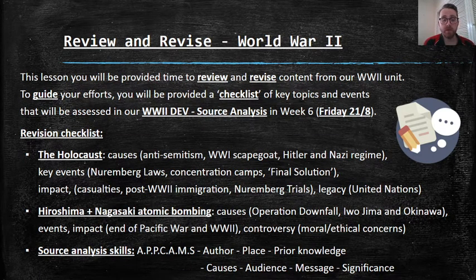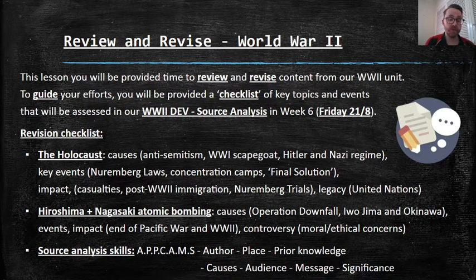The impact, so looking at casualties, post-World War II immigration, which connects nicely to our next unit, but that's later on. The Nuremberg trials. After the war, we punished the World War II Nazi war criminals. And then the legacy of the Holocaust. So looking at the impact today, the modern present impact, whatever you want to call it, by creating the United Nations. It kind of led to that. And the Universal Declaration of Human Rights, the UDHR. There's too many acronyms. So that's the Holocaust, the key topics you're looking at there.